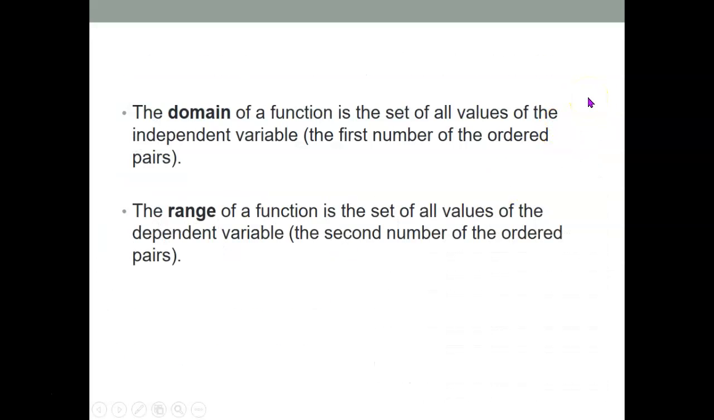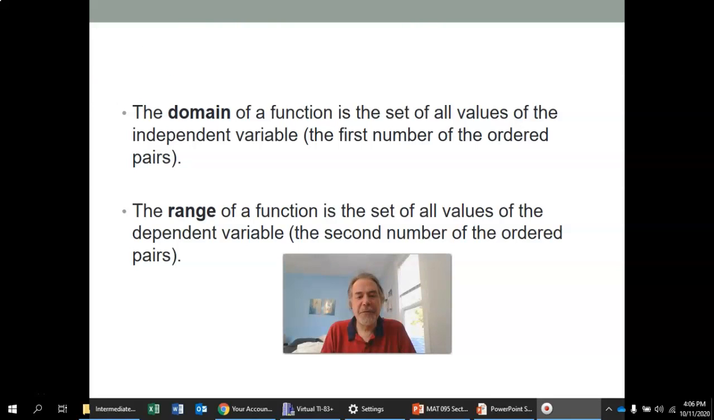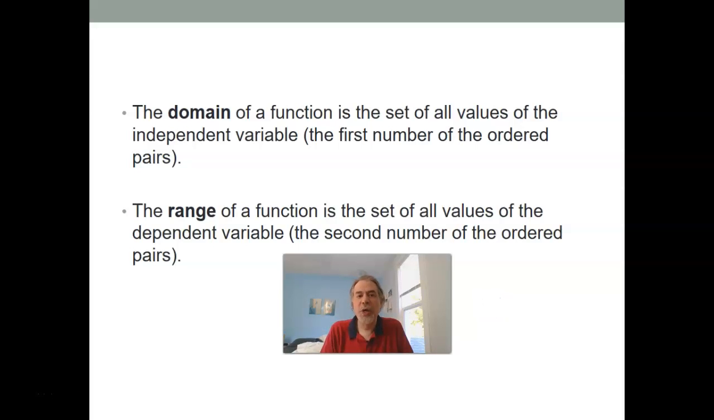Some terminology here, 2 words that you need to know: domain and range. The domain of a function means the set of all possible values of the independent variable. Everything that x, or the first number of the ordered pairs, can be. And the range of a function refers to the set of all values of the dependent variable, the set of everything that y, or the second number of the ordered pairs, can be.